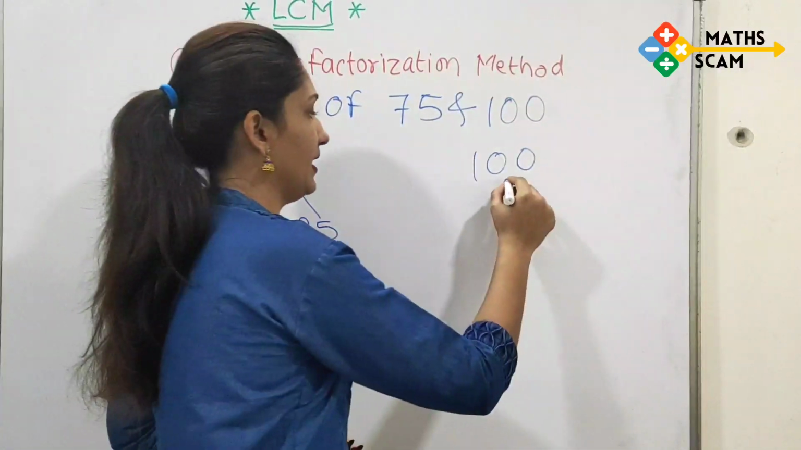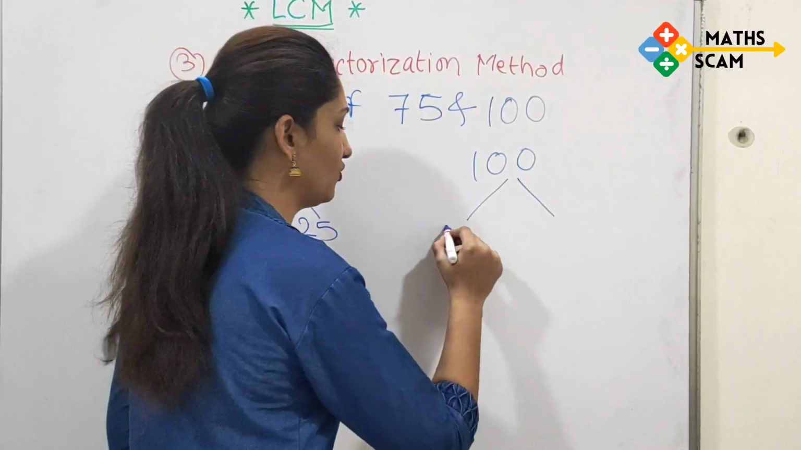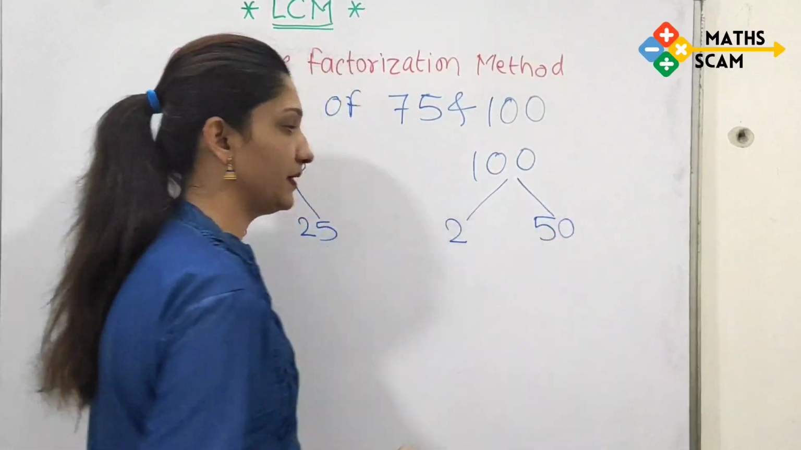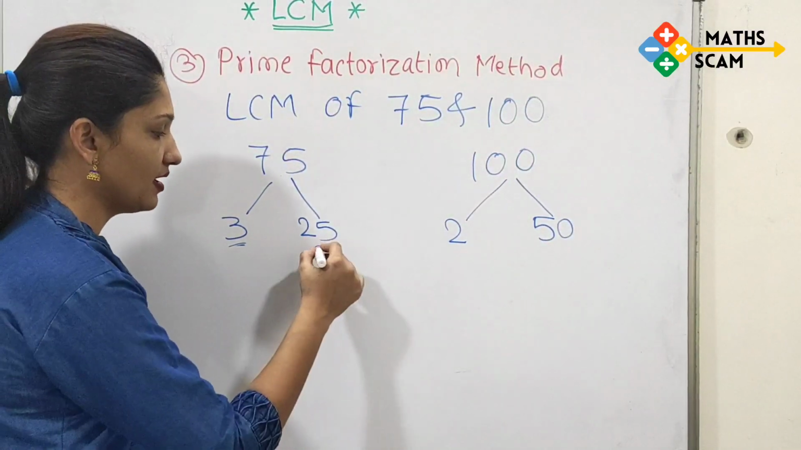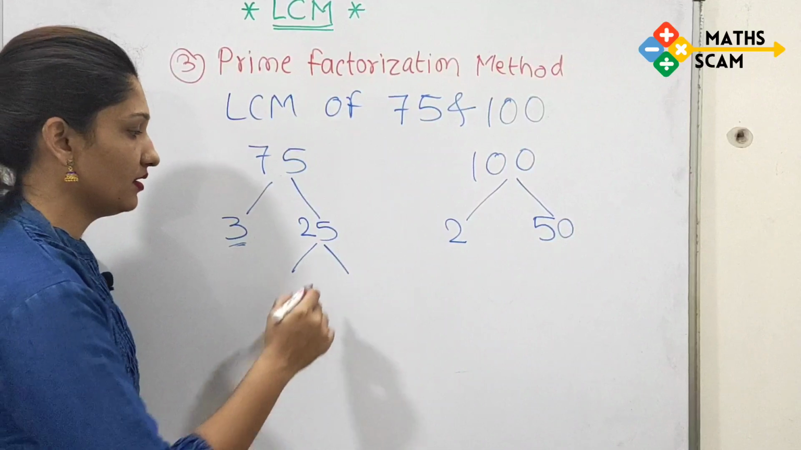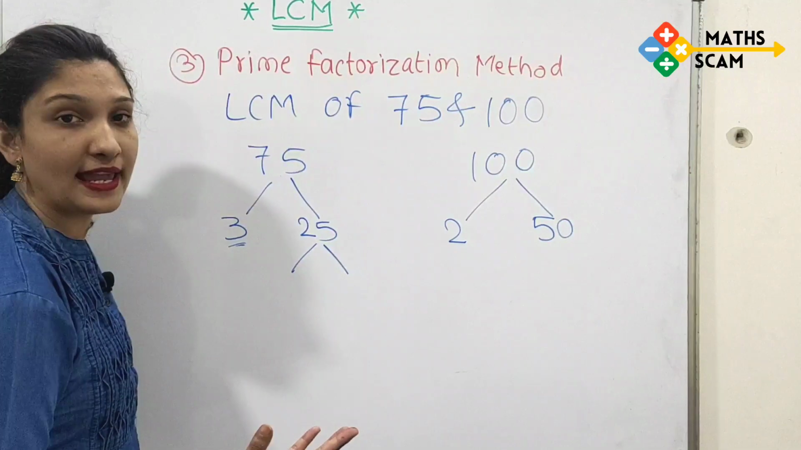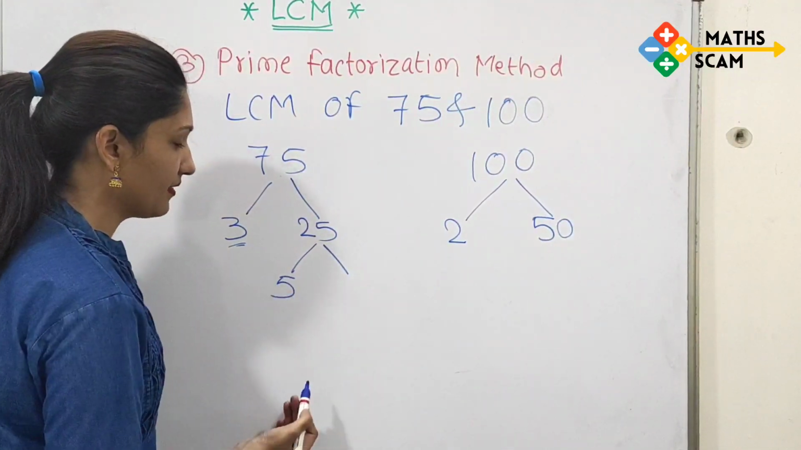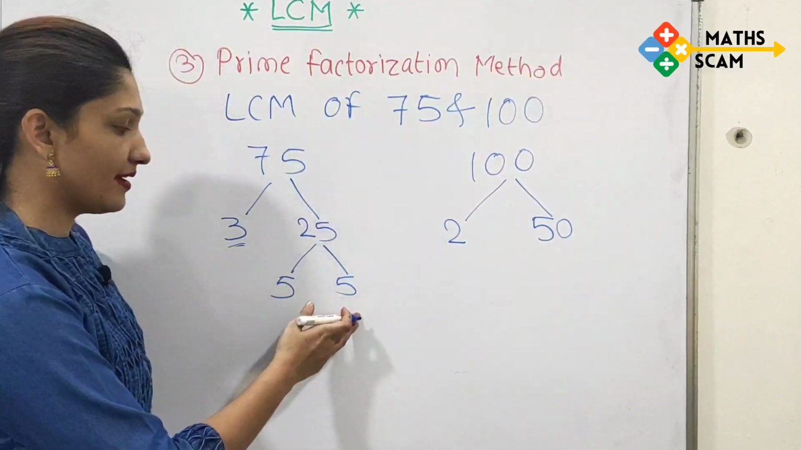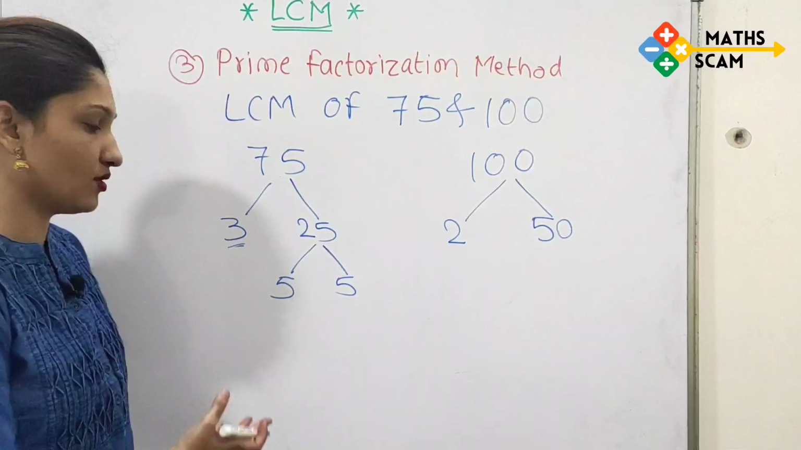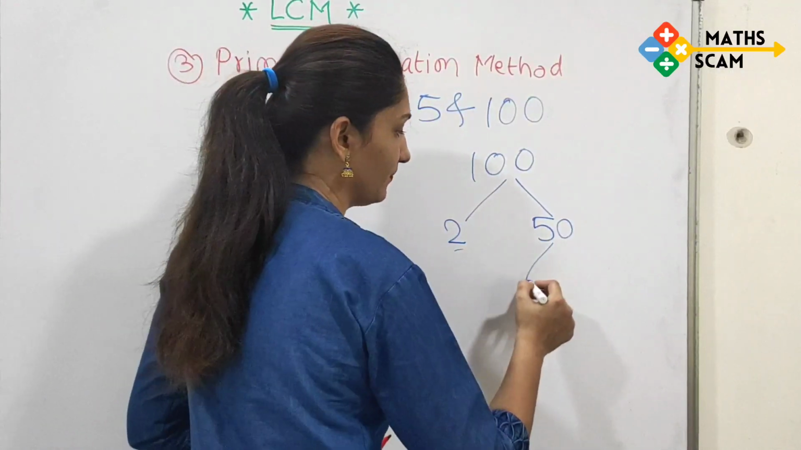Okay. Next, find the factors of 100. Can we divide 100 by 2? Yes. 2 into 50. Okay, again, can we divide by 3? No, it's a prime number. Then find factors of 25. Can we divide by 2? No. Can we divide by 3? No. Can we divide by 5? Yes. 5 5s are 25. Next, again, 5 is a prime number. We don't get any factors of that number. Okay, next we'll go. 2 is a prime number, we don't get any factor.